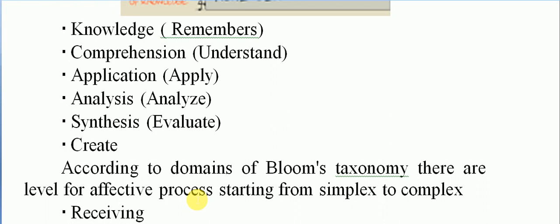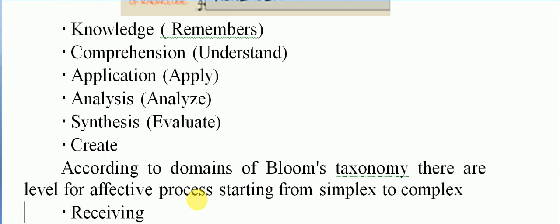According to the domains of Bloom's taxonomy, there are levels for the affective process, starting from simple to complex. The above are knowledge, comprehension, application, analysis, synthesis, and create. All are created from the head, from the brain. That means it is known as the cognitive domain.